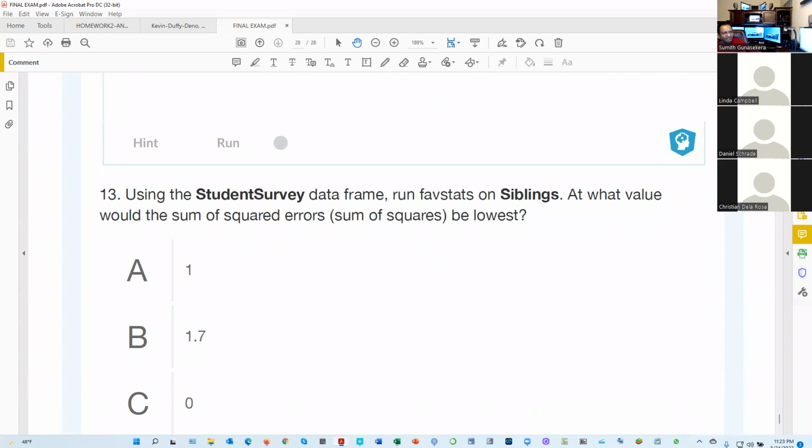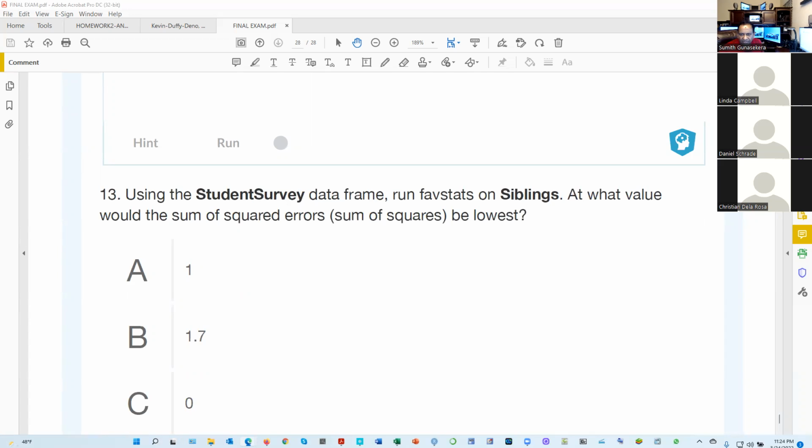Using the student survey data frame, run favstats. At what value would the sum of squared error be lowest? See? At what value? It should be definitely at which value? 1.7. If you run that one, favstats on siblings. To get what? Let me see. That should definitely be at the mean, no? Sum of squared error becomes 0.